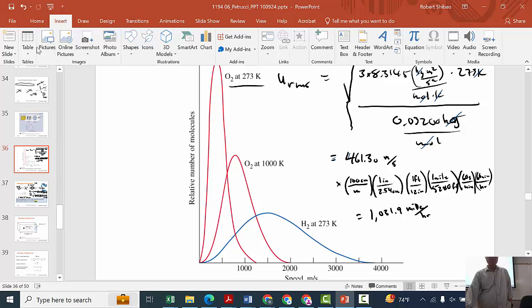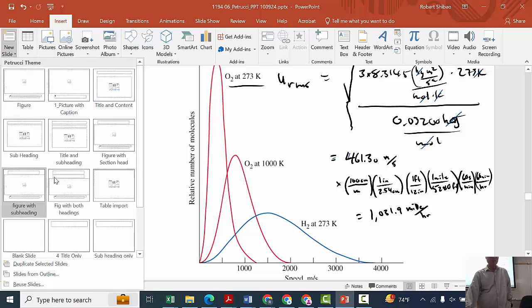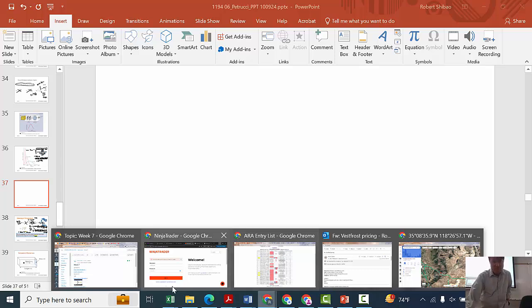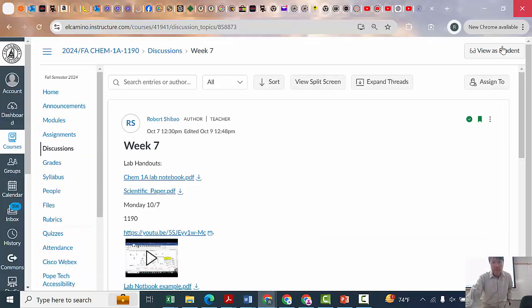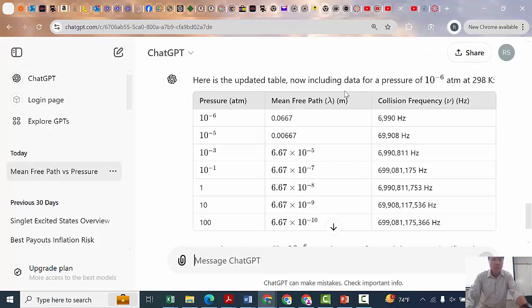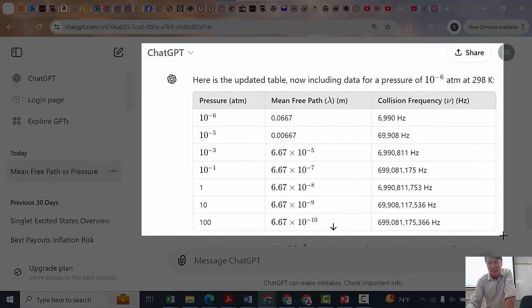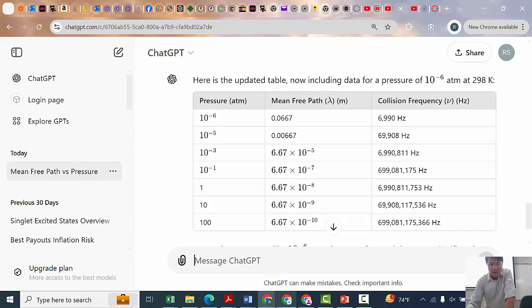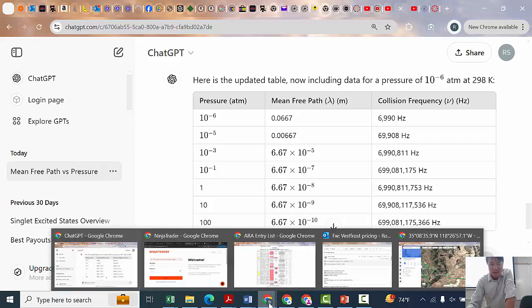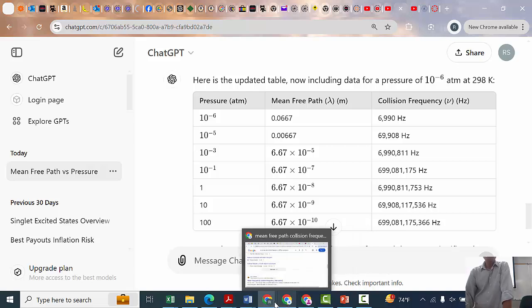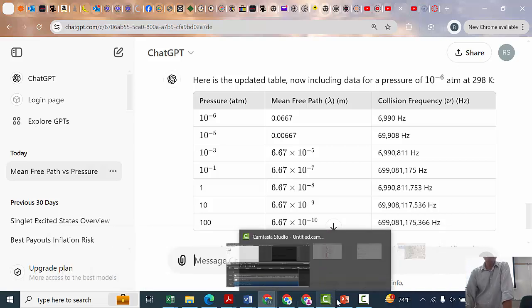There are a couple more things that we are interested in kinetic molecular theory that aren't discussed here. One of them I asked ChatGPT to calculate. Do we trust that? Yes. Yeah, I mean, not everything is. But this is a pretty standard calculation, so it should be all right.